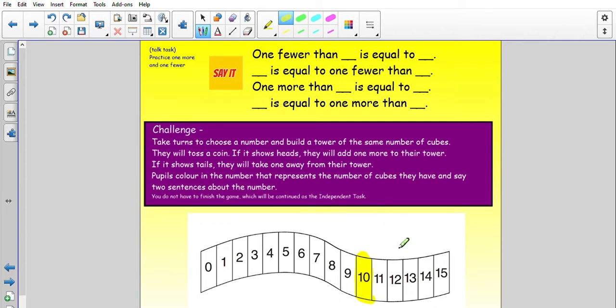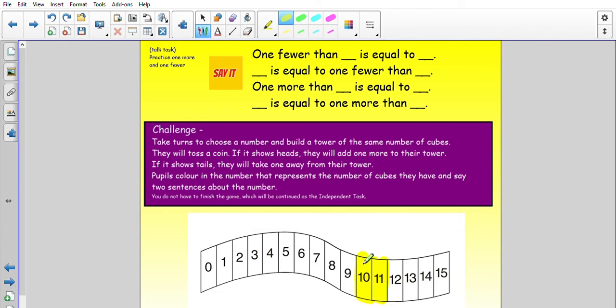There we go, we've coloured in number 10. Now, if I happen to roll or throw a head, and I've got to go one more. What's one more than 10? One more than 10 is equal to 11. Well done. So 11 is equal to one more than 10. So I can colour in number 11 because that's equal to one more.